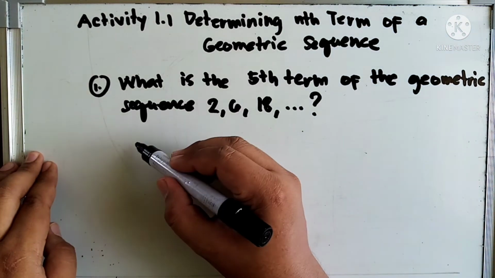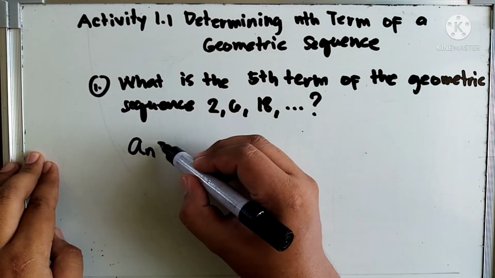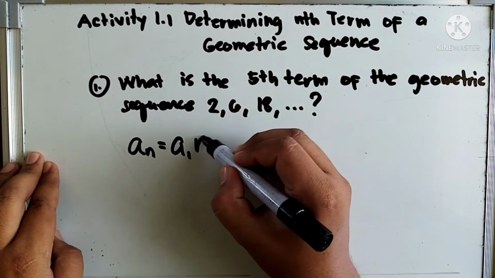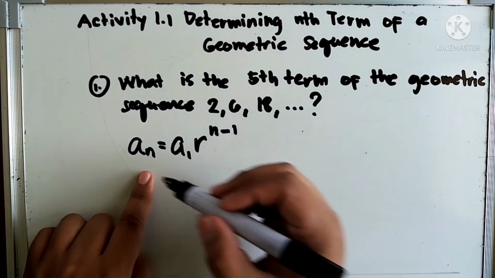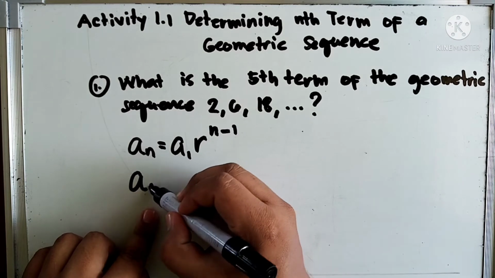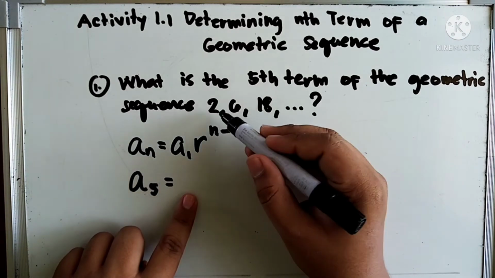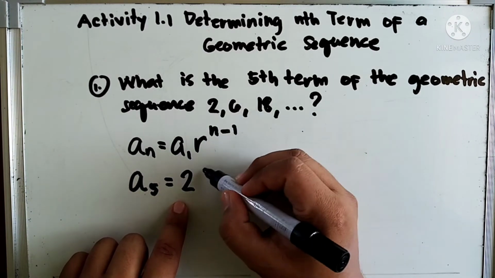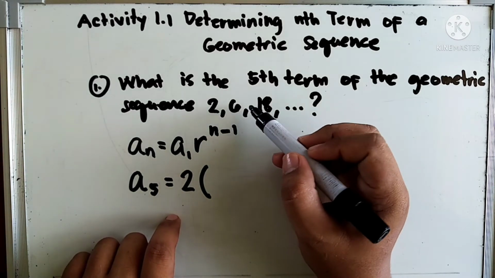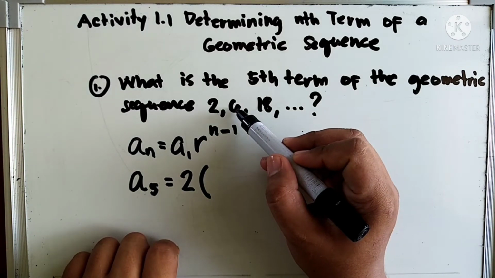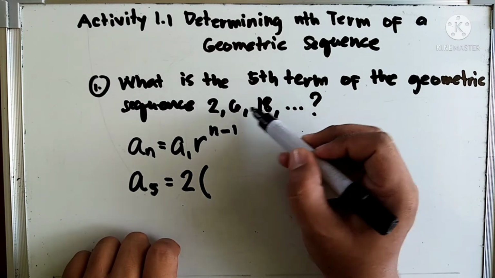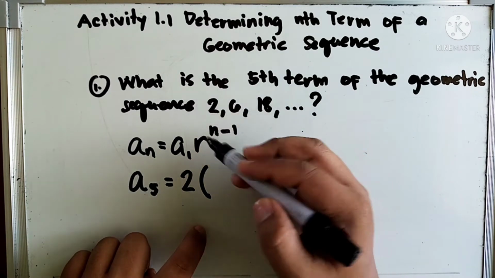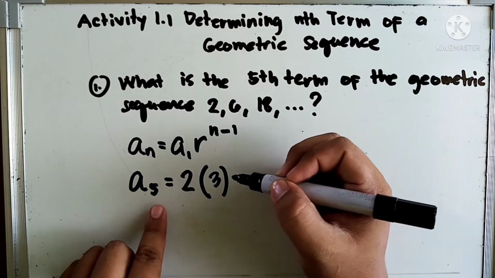So to do that, we use the formula a sub n equal to a sub 1 times r raised to n minus 1. So we're looking for the 5th term. That means we have a sub 5 equal to, our first term is 2 times the common ratio. So let's look for the common ratio. 6 divided by 2, that is 3. 18 divided by 6 is 3. That means our r must be 3.